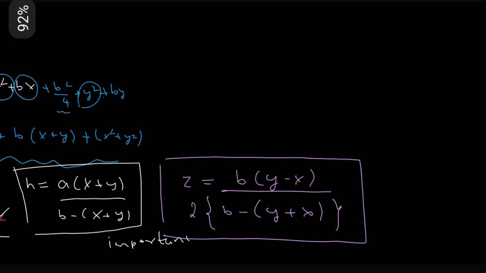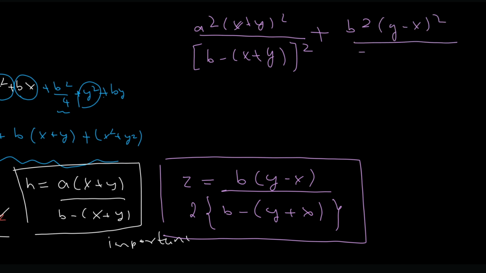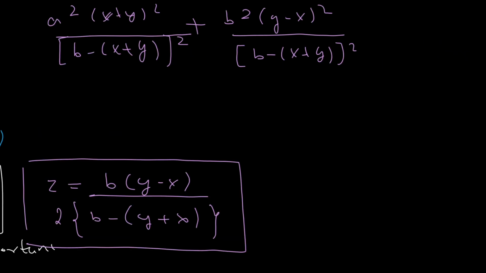So h square will turn out to be a square multiplied with (x plus y) the whole square, divided by (b minus x plus y), and this thing also complete square. This thing added with the square of z, so that thing will turn out to be b square multiplied with (y minus x) the whole square divided by (b minus x plus y) the whole square, and don't forget this 2 in the denominator, so the square of 2 will become 4, and this thing equals b upon 2 the whole square, that would be b square upon 4.